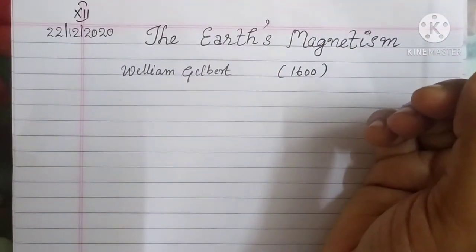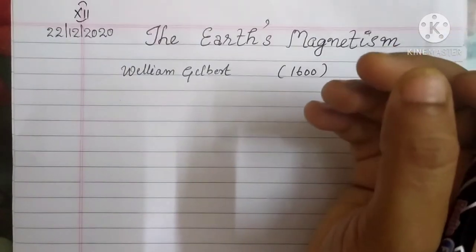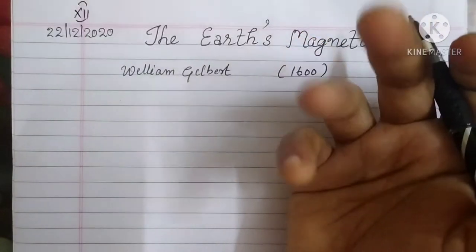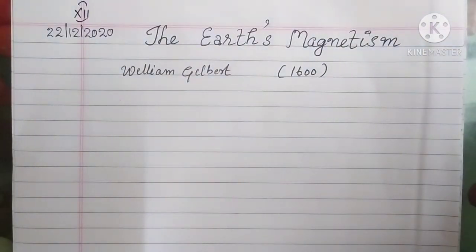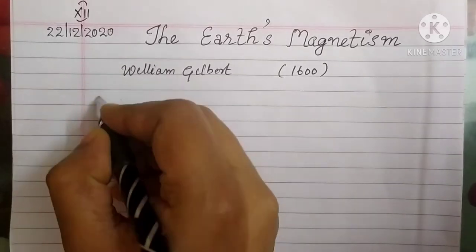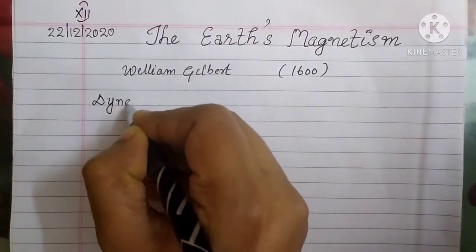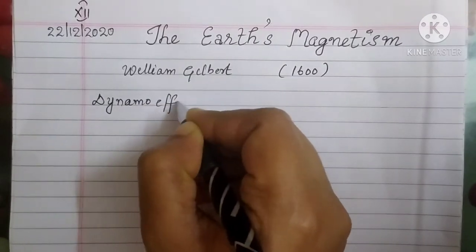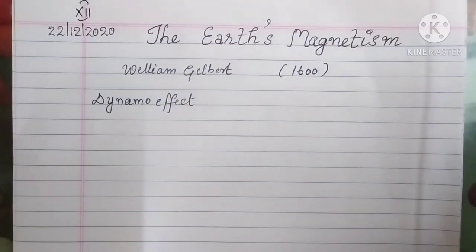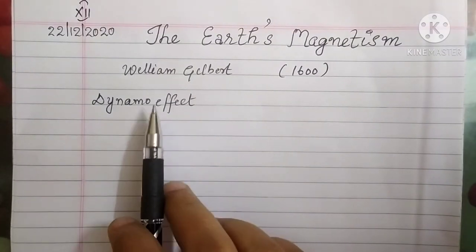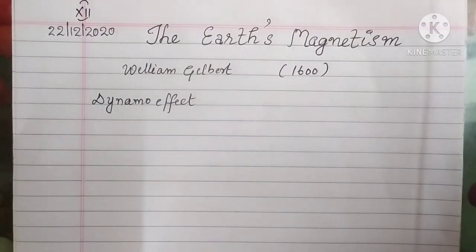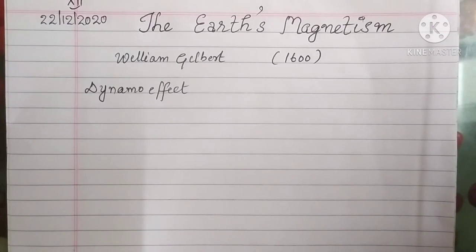The magnetic field of the Earth actually cannot be clearly explained. So many theories were introduced to explain Earth's magnetism, but to a certain extent, it obeys the dynamo effect. So we want to understand what this dynamo effect is. A major part of Earth's magnetism is explained with the dynamo effect, while many other theories failed. First, we will understand what the dynamo effect is.